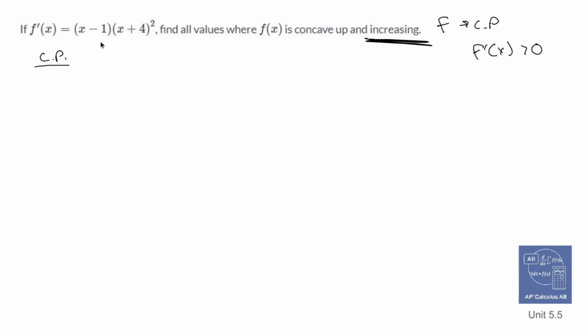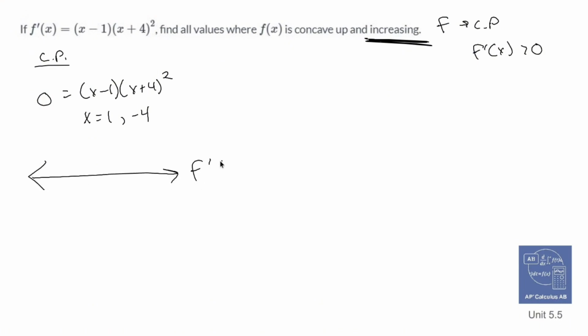The critical points are found by setting this equal to 0: (x minus 1)(x plus 4) squared, and finding my critical points using the zero product property. So x equals 1 will do it, and negative 4 will do it. Let's make a sign graph for f prime of x, and this will help me find out where this is increasing. My magic numbers were negative 4 and 1.